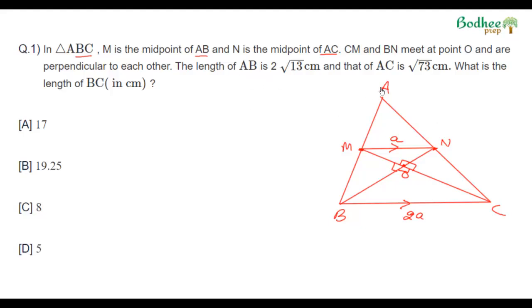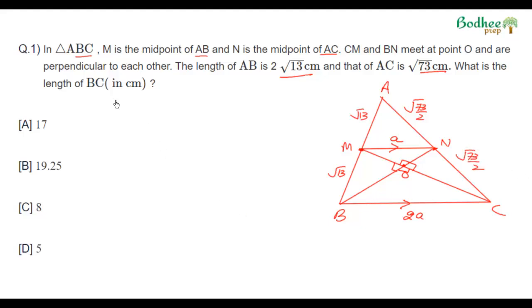Further, it says that the length of AB is given to us. Now, since M is the midpoint, we can say that half of this much would be AM, and similarly this would be equal to MB. So this can be written as root of 13. These two can be written as root of 13. Similarly, the value of AC is given. So we can say that AN and NC both will be half of it. So it will be root of 73 by 2. Here too, it will be root of 73 by 2.